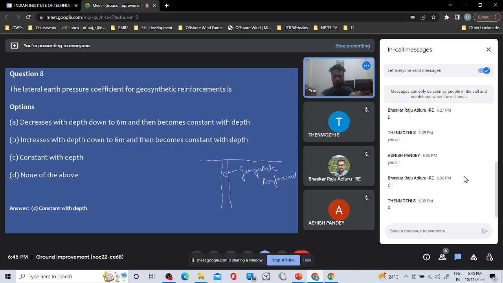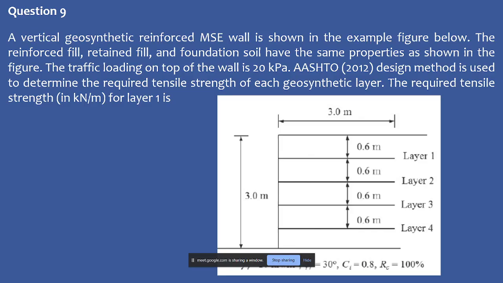Let's move to the next question. The 9th and 10th are basically theoretical questions. Here we need to analyze the stability of the mechanically stabilized wall. A vertical geosynthetic reinforced MSE wall is shown in the example figure below. The reinforcement field, the retained field, and the foundation soil have the same properties as shown in the figure. The traffic loading on top of the wall is 20 kPa. The AASHTO design method is used to determine the required tensile strength of each geosynthetic layer. The required tensile strength for layer 1 is.